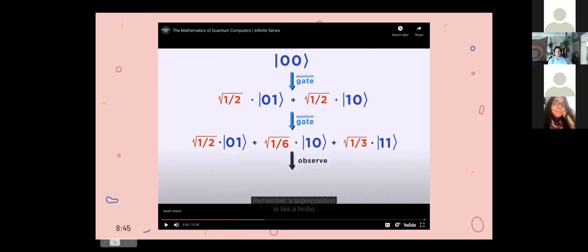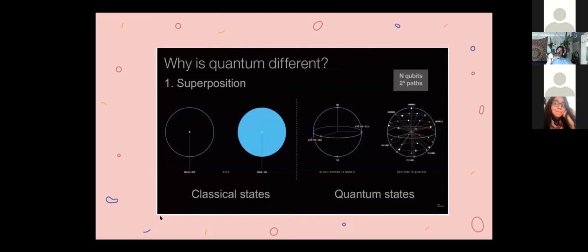Again, with that probability density matrix, you have square root of 1/2 squared, square root of 1/6 squared, square root of 1/3 squared. 1/2 plus 1/6 plus 1/3 is equal to 1. So you have the 50% in the second position, the 16.7% chance of it collapsing to the third position, and then the 33% chance of it collapsing to the fourth. And you can manipulate this by applying the quantum gates.